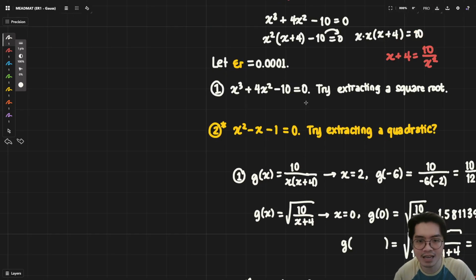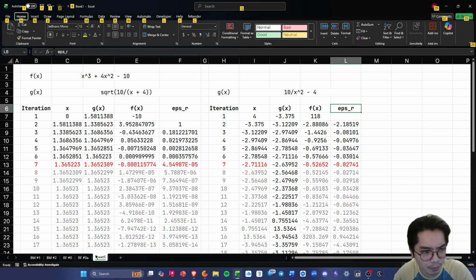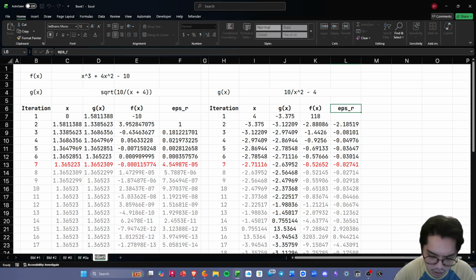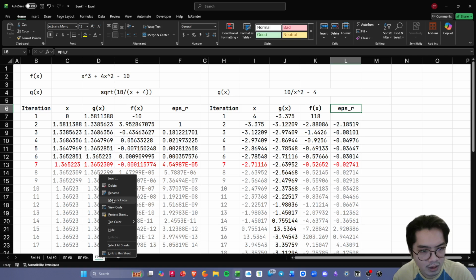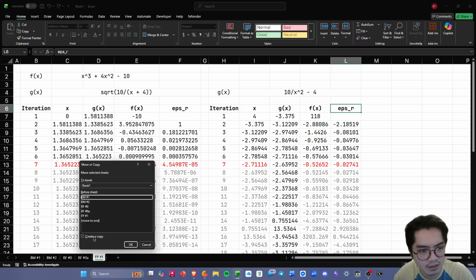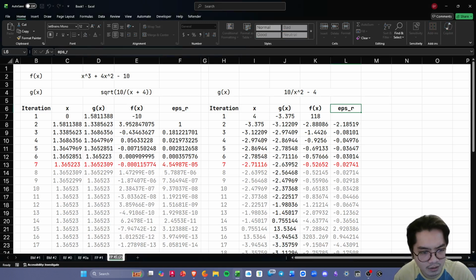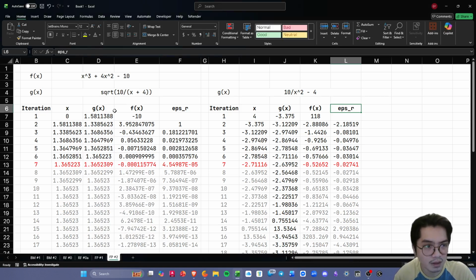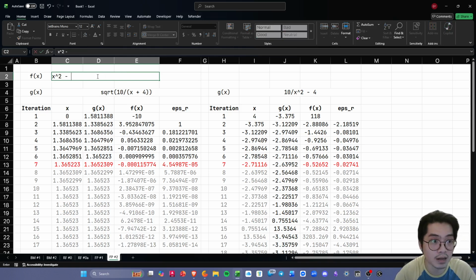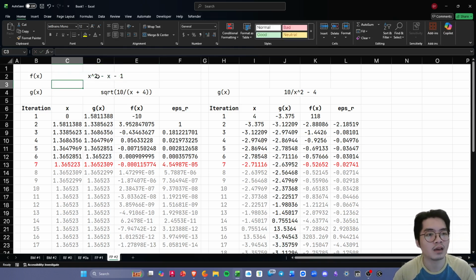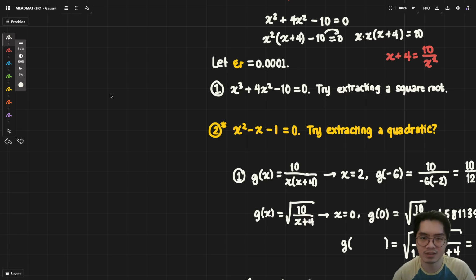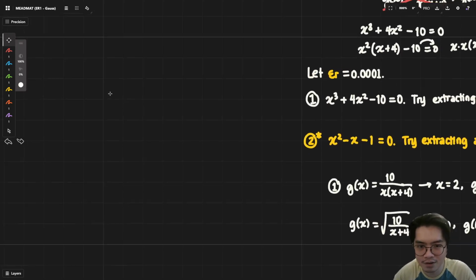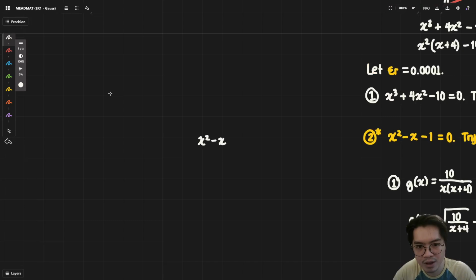X squared minus x minus 1. We already know this is somewhat simple. So I'll rename this fixed point number 1. Let us copy this, move it to the end. We will have number 2. We will have x squared minus x minus 1. And then in here, let's try a couple of manipulations. X squared minus x minus 1 is equal to 0. The first one that we will do is x is equal to x squared minus 1.